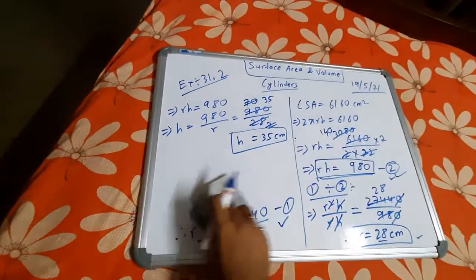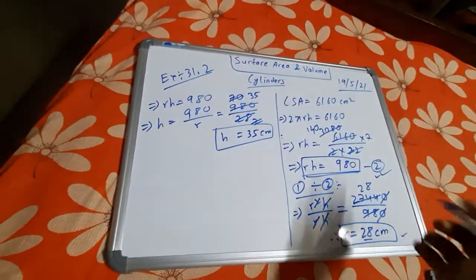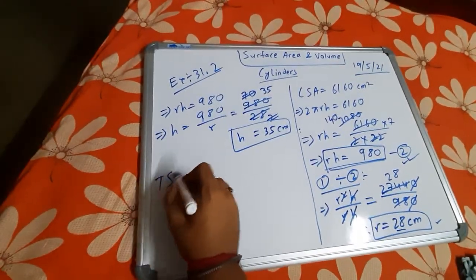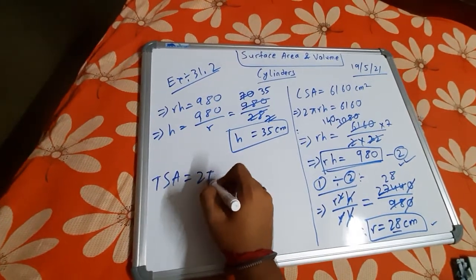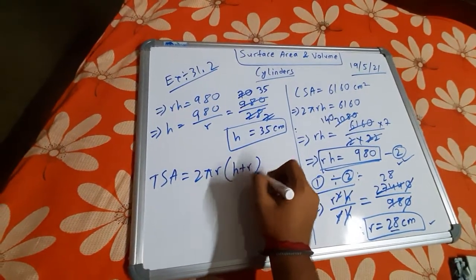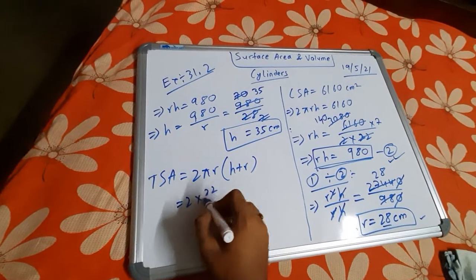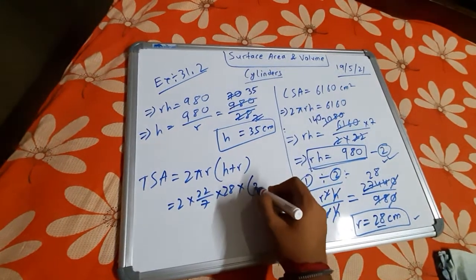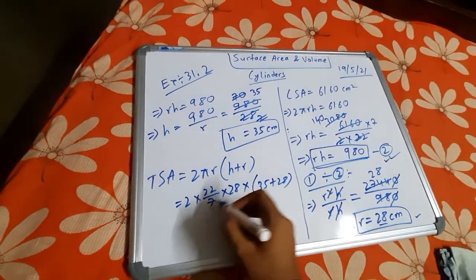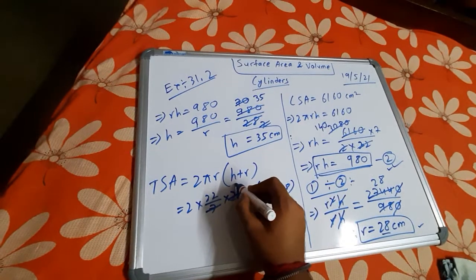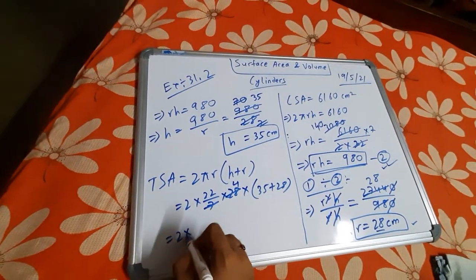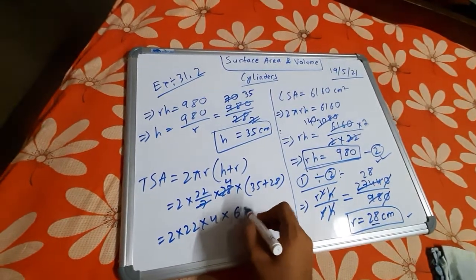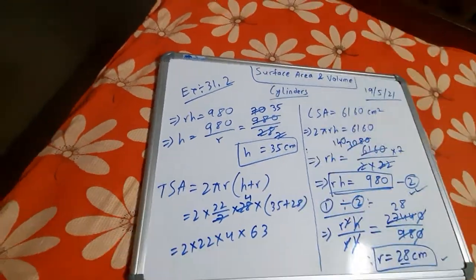Next, we found out r, we found out h, and we will be finding the total surface area. So TSA, what is the formula for TSA? TSA formula is 2 pi r (h plus r). Now 2 into 22 by 7 into r is 28 into h plus r is 35 plus 28. Now 7 and 28 gone, it is becoming 4. So 2 into 22 into 4 into adding this, we get 63.